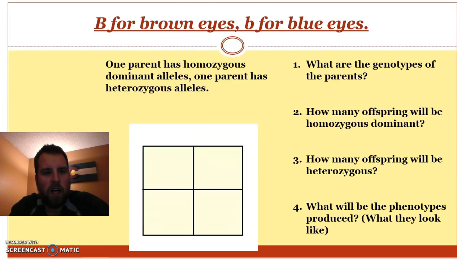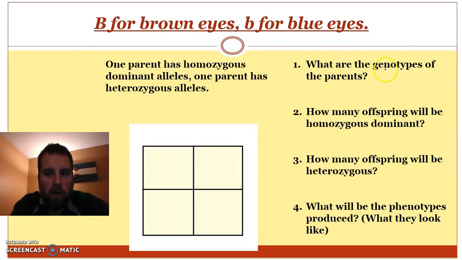Okay, so let's figure out how do we use this Punnett square. So a Punnett square is a nice 2x2, looks like a four-square court. Let's figure out what's the probability of having kids with brown eyes or blue eyes. So here we have big B stands for brown and little b stands for blue. Here it says one parent has homozygous dominant allele and one parent has heterozygous allele.